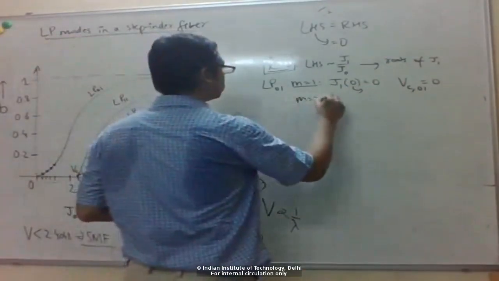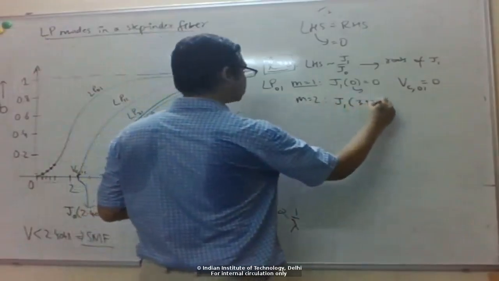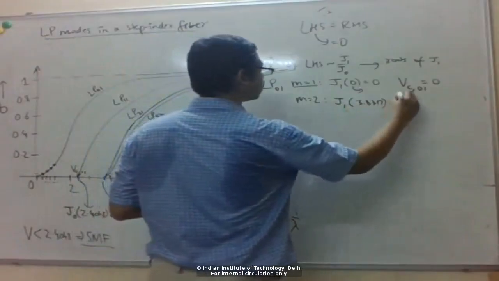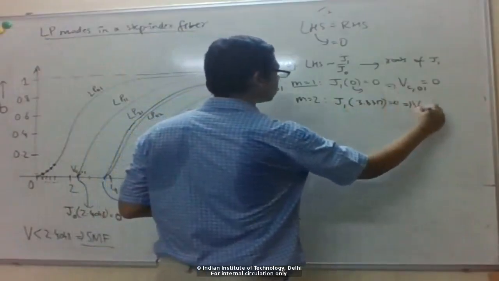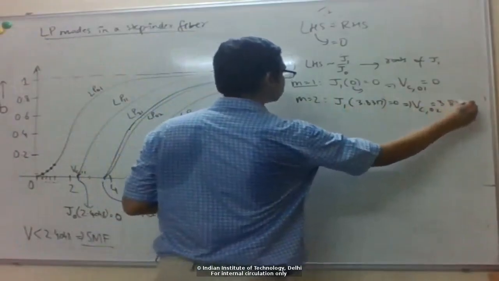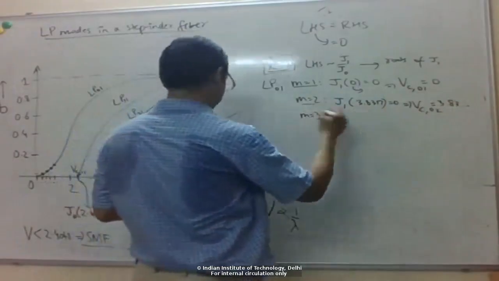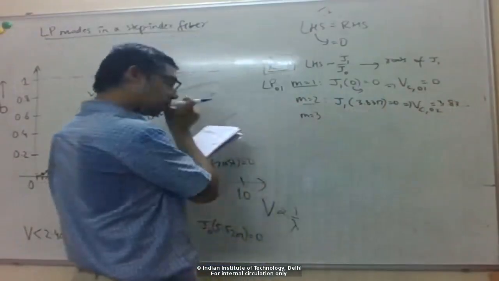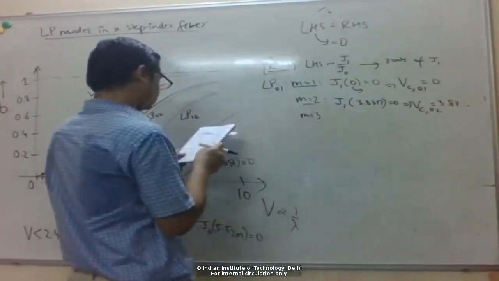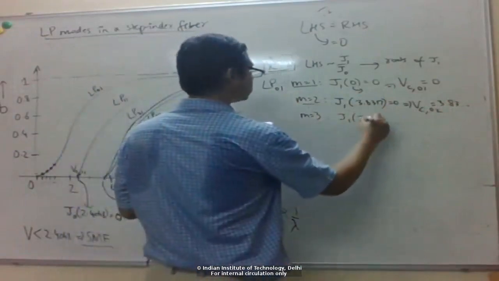Again, M equal to 2 will be at the next root of J1, which is at 3.8. M equal to 3 will be the next root, which is 7.01.